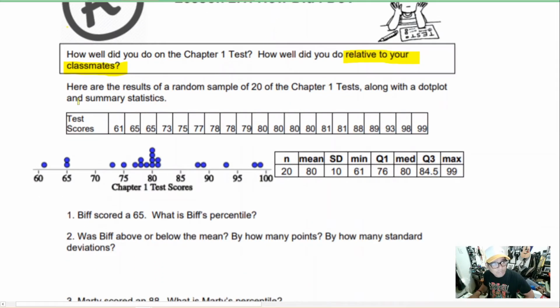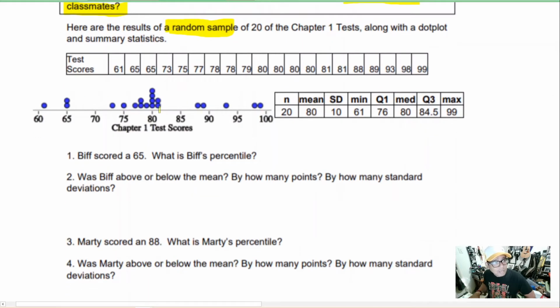All right, so here is a random sample of 20 Chapter 1 tests along with a dot plot and summary statistics. We've got summary statistics, we've got a dot plot, and we can just do some counting here. For example, Biff scored a 65.